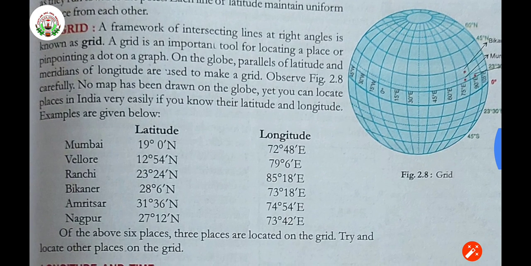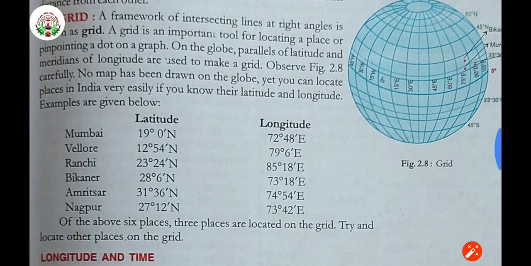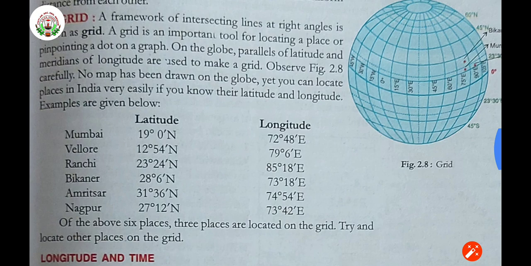Right. So here you see 0 degree is the Greenwich meridian. Then the east side and west side are going to be located. The upper side is the northern hemisphere, below it is the southern hemisphere. Here, Mumbai's latitude is 19 degree 0 minute north, longitude 72 degree 48 minute east. In the same manner, other places are also mentioned over there.